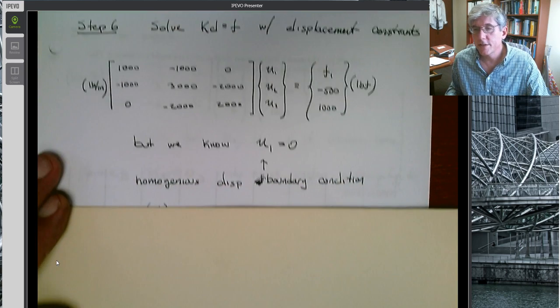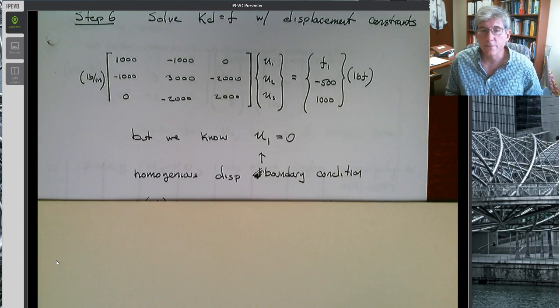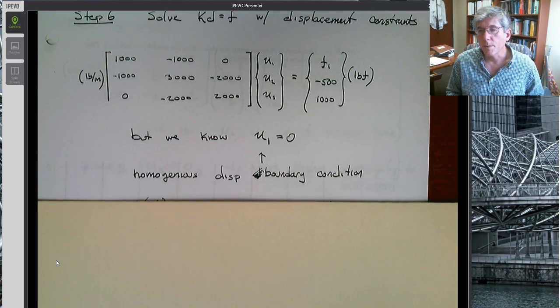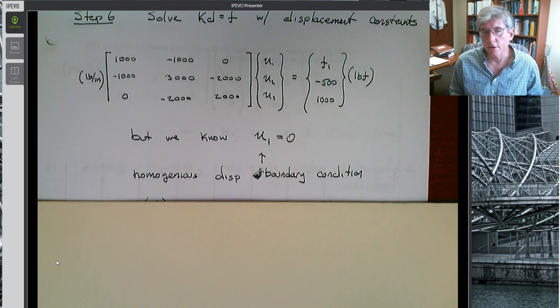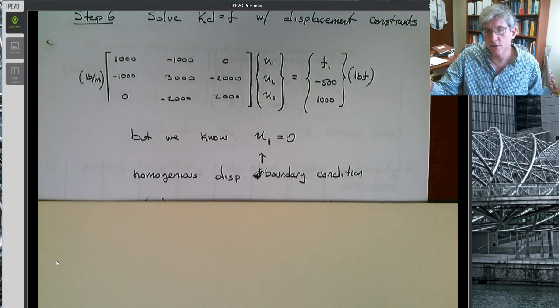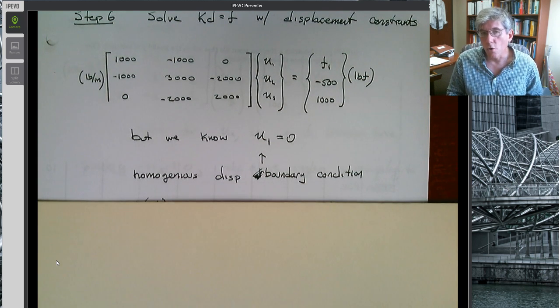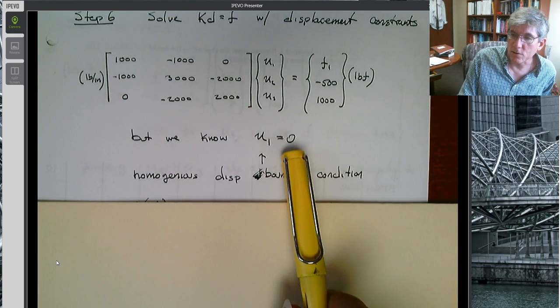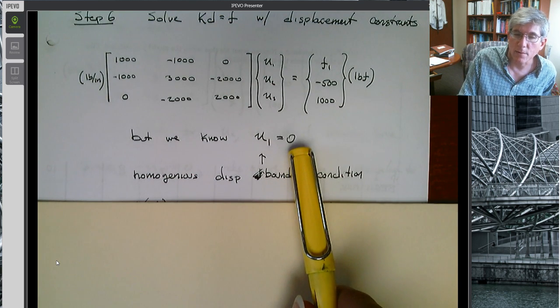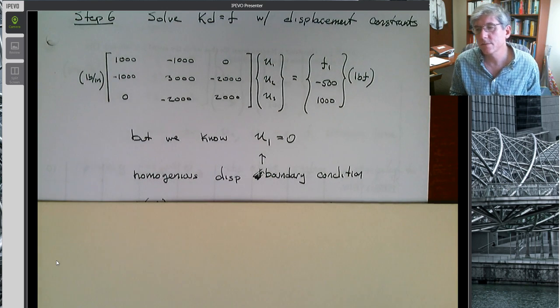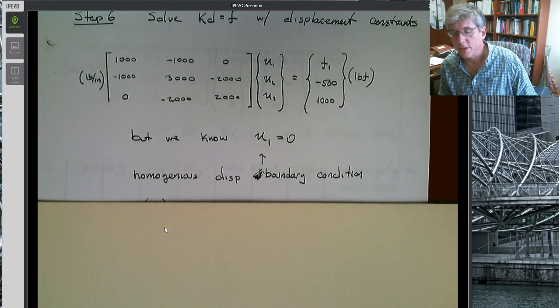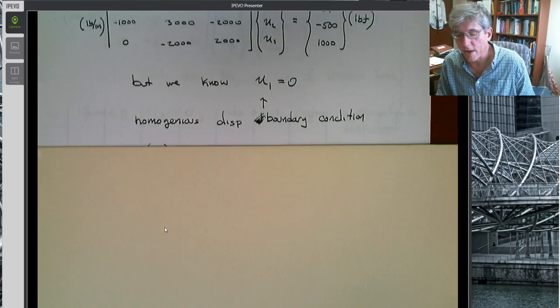So this thing that the displacement at the first node is 0, that's what we call a homogeneous displacement boundary condition. We could have prescribed that node 1 moves a certain amount, like a half inch, right? That would be an inhomogeneous displacement boundary condition, right? It's homogeneous because the right-hand side is 0. If the right-hand side were not 0, it would be inhomogeneous, okay? And we'll use that terminology later on. But right now, we have that one, okay?